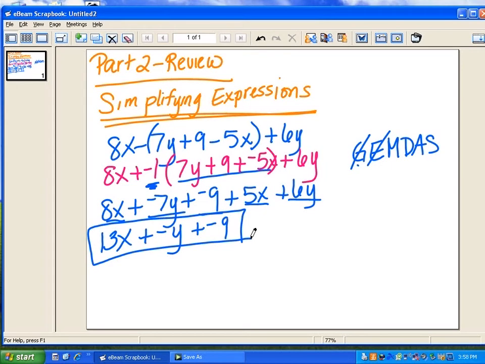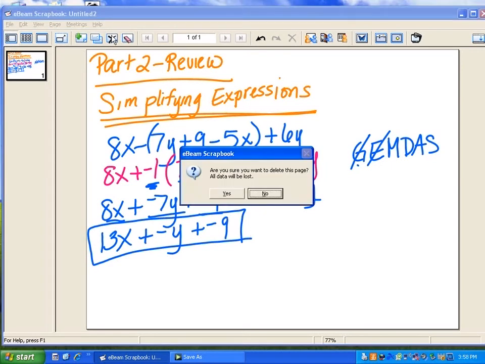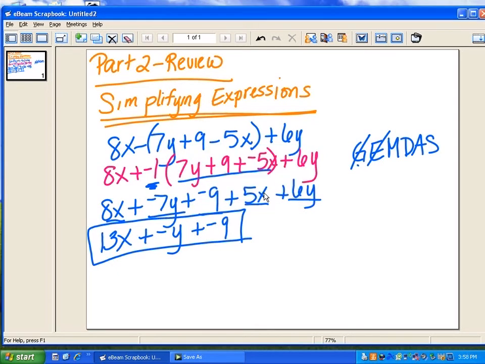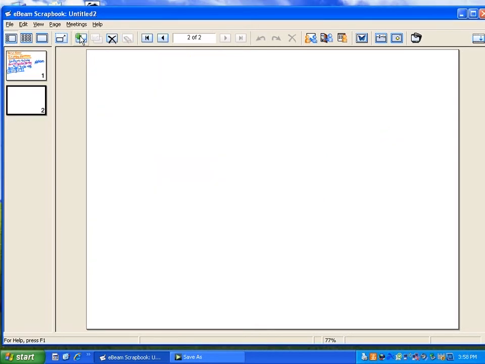Okay, and we're going to try another problem. So another problem would look like 15x plus 3x times the quantity of 6x minus 4 minus 9x squared minus 7.